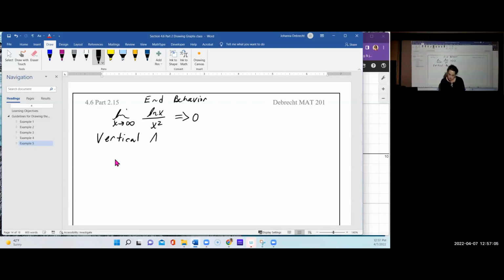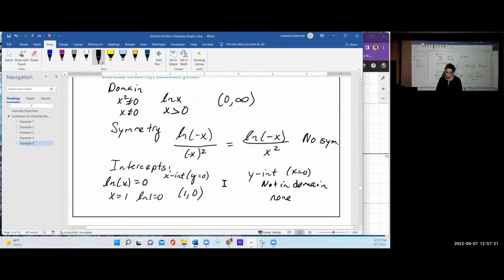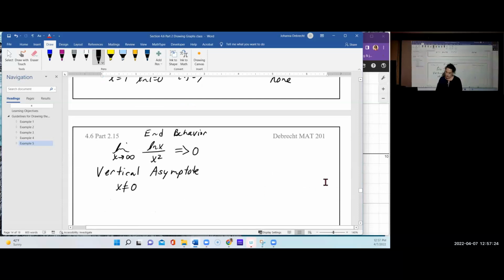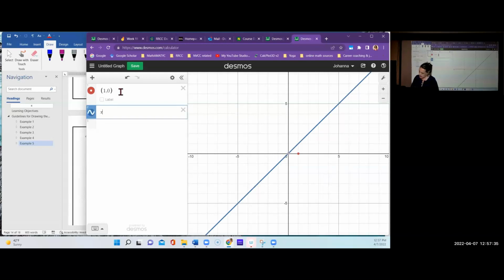Our vertical asymptote is what the denominator can't be that does not cancel and disappear. So our denominator is x squared, so x cannot equal 0. So we do have that information so far. So let's put what we know so far, which is just the ordered pair (1, 0), and the vertical asymptote x equals 0. So we have an ordered pair at (1, 0), and we have an asymptote at x equals 0, right?